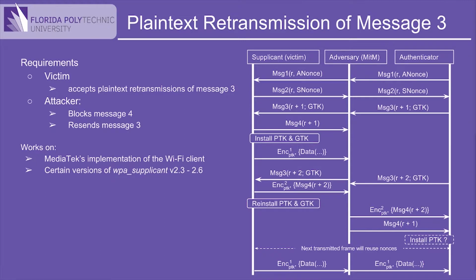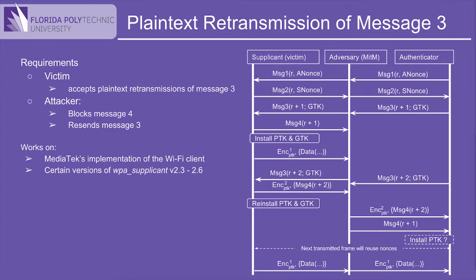The first type of attack on the four-way handshake requires the victim to accept plaintext retransmissions of message 3. The easiest way to implement this is to use a man-in-the-middle attack, since you can control which packets will and won't make it through to the victim. Essentially, the access point will send the first 3 messages through to the victim, and then it'll block the 4th message from being sent back to the access point. Since the access point never received the 4th message, it will retransmit message 3 to the client.